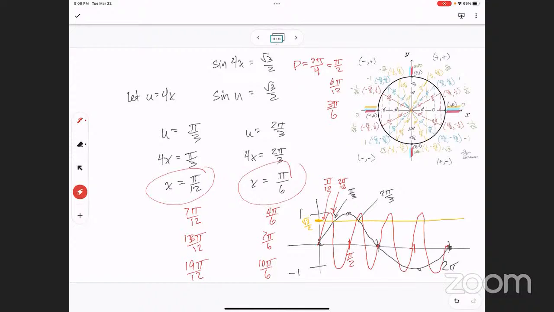I'm sorry. For the period, I got 24 pi over 12. But then that would turn into pi over 2, right? 24 pi over 12 is just 2 pi. So you just did that wrong. The period is just, see, this is your b here. Remember how in graphing it's 2 pi divided by b. So 2 pi divided by b just reduces to pi over 2.